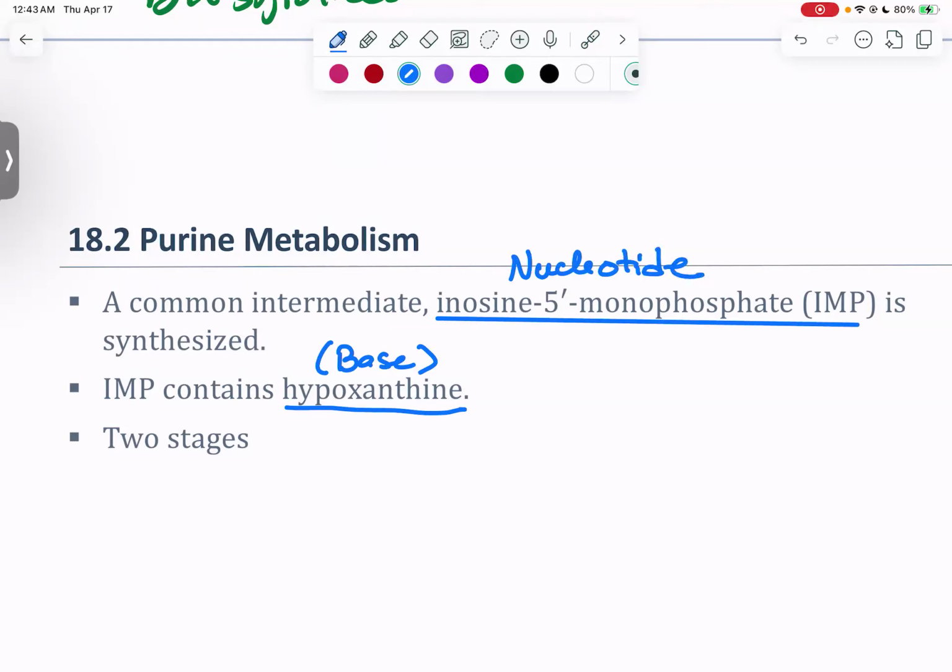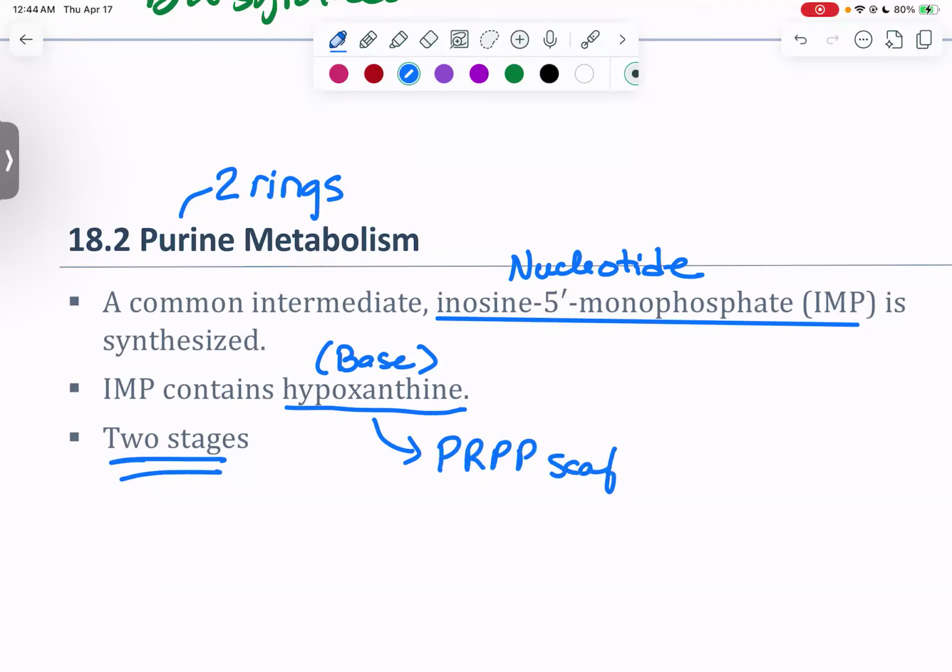The synthesis of this nucleotide occurs in 2 stages, because remember our purine is 2 rings. So if we need to make 2 rings, we're going to have 2 stages, right? And so just remember that this hypoxanthine base that has 2 rings is going to be built directly on the PRPP scaffold. I think that's how to spell scaffold. Anyway.